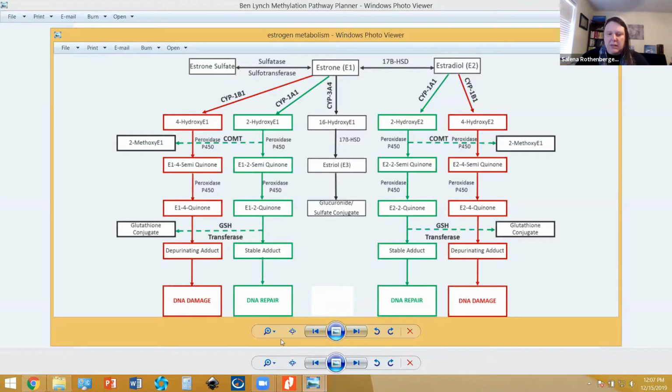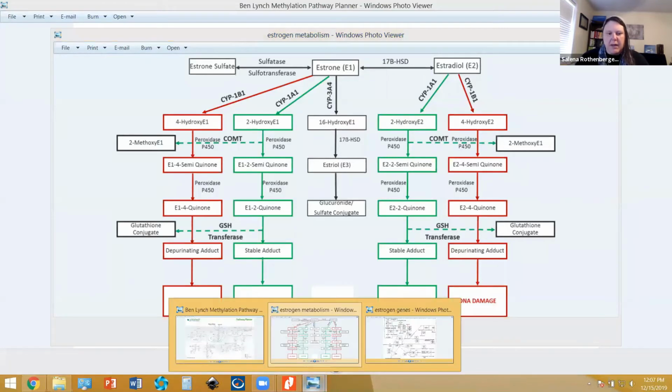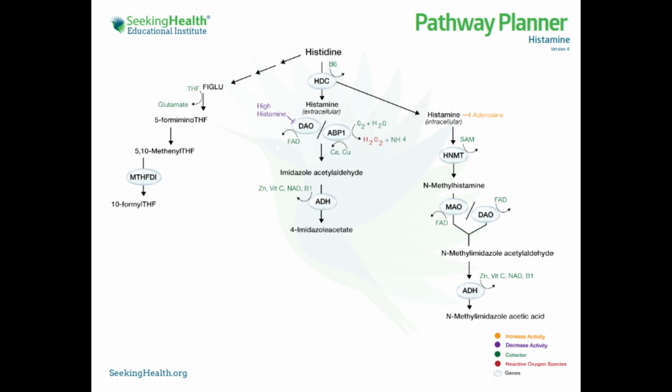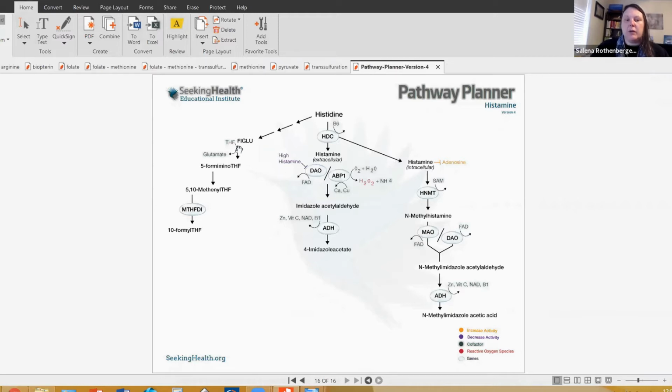So then the histamine, let's go to our histamine pathway. Okay, so here's our histamine pathway. Histamine has three different ways that it goes. And one of them over here needs that HNMT gene, which also needs that SAMe. So if MTHFR is not working well, this is going to be one particular route where we can have a problem clearing out histamine. We also have this histidine FIGLU, which is one of the great markers for our folate status.